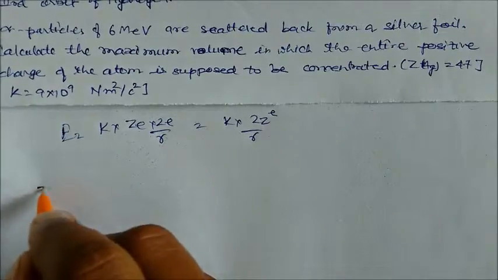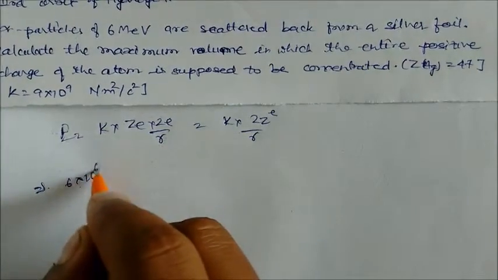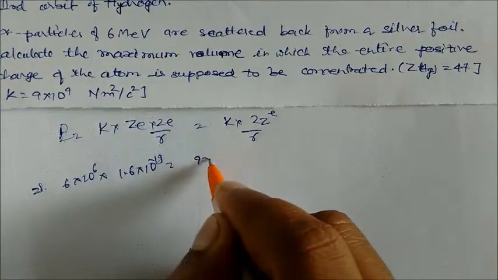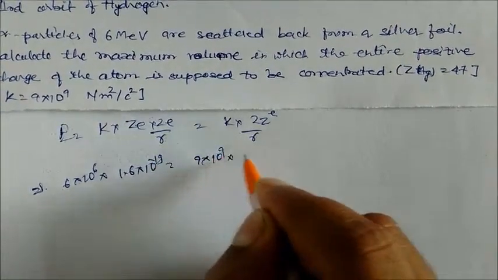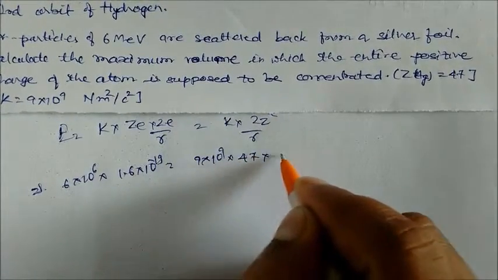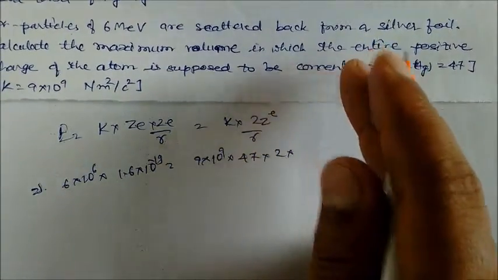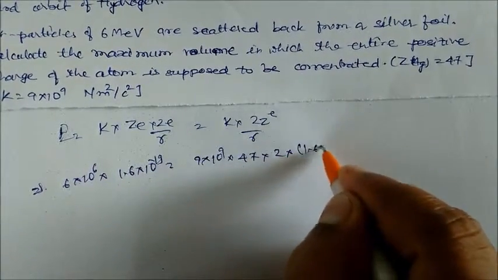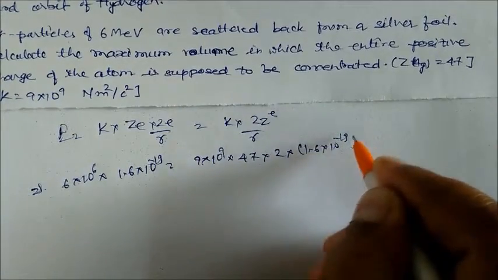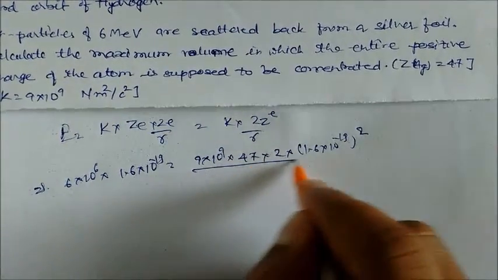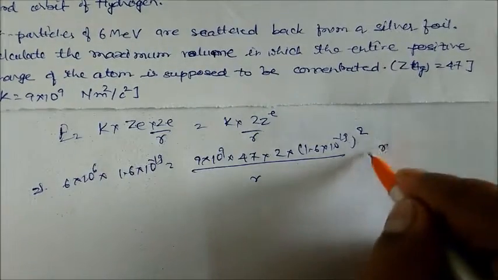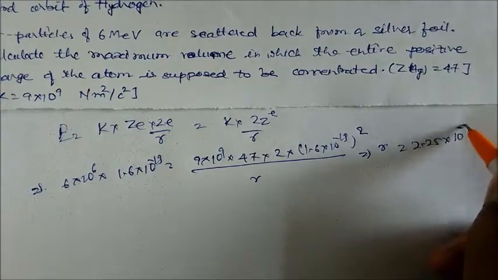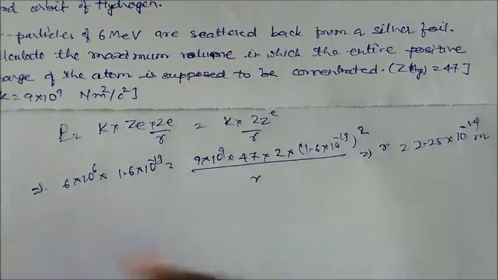So the energy given here is 6 into 10 power 6, multiplied by 1.6 into 10 to the power minus 19, and K is 9 into 10 power 9, into 47, into 2, into 1.6 into 10 power minus 19 whole square, divided by R. So from here the value of R will be equal to 2.25 into 10 to the power minus 40 meter.